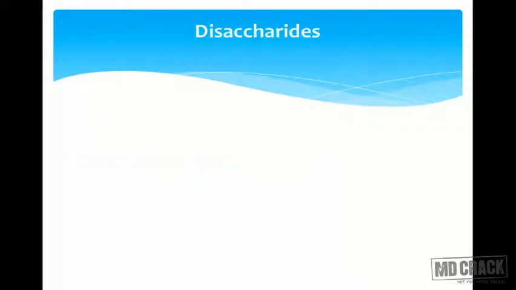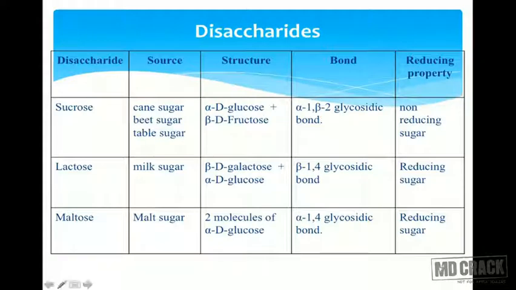Please have a look. If you look at the different disaccharides, sucrose, where is it present? It is present in cane sugar, beet sugar, table sugar, everywhere we have sucrose. It is made up of glucose and fructose, important for you from an MCQ point of view, and the bond between them is alpha-1, beta-2 glycosidic bond. Does it have reducing property? No. So whenever the anomeric carbon atom is not free, then it becomes a non-reducing sugar.